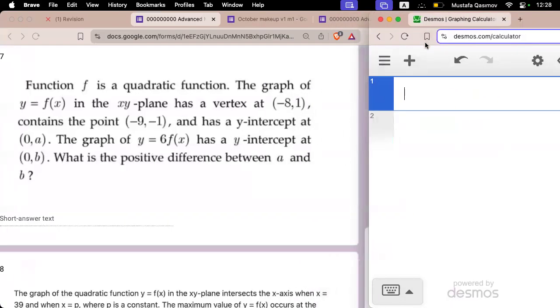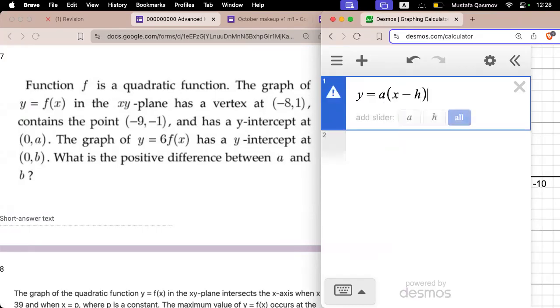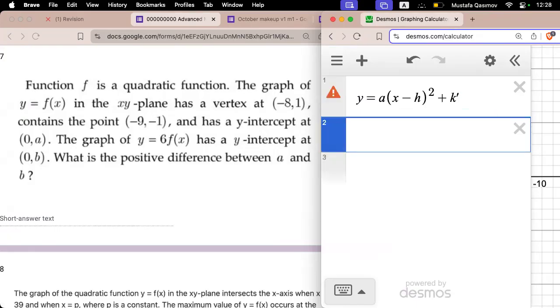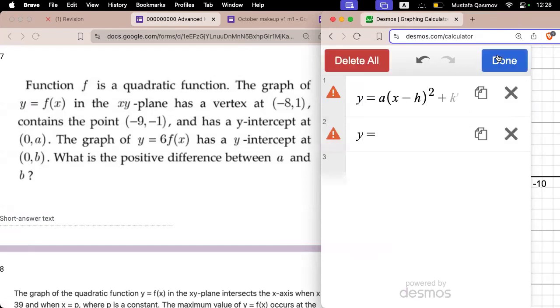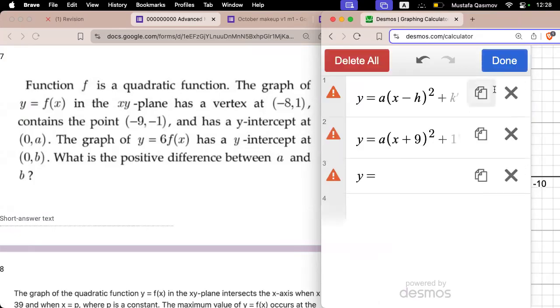Okay, you can write it like that. We know vertex form, right? I wrote previously. Y is equal to a times x minus h squared plus k, like that. Y is equal to, okay, what's vertex? Negative 8 and 1, right? So let's write instead of h negative 8, so it will be plus 8, and k is equal to 1, right? Like that. With y is 9.